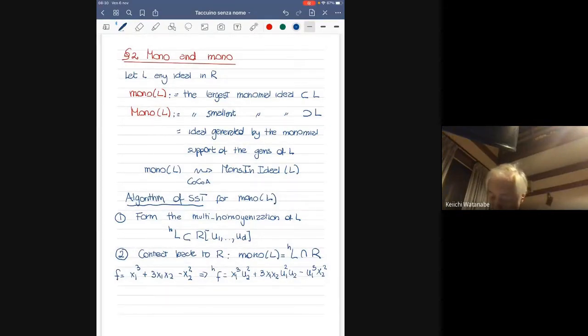How do you get the multi-homogenization of the whole ideal? In theory, you have to multi-homogenize every element of the ideal, but it's much easier. You can just multi-homogenize the generators and then saturate with respect to a product of the ui, and that will be enough. So that's what you have to do, and this is the algorithm. But with Vitulli and Ulrich, we give a much easier algorithm to compute the mono.